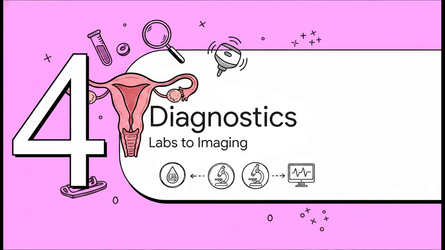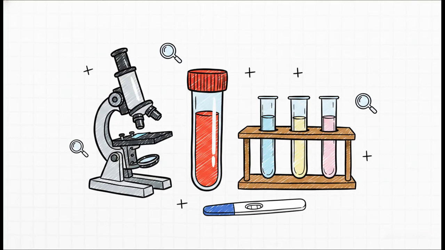Section 4. Diagnostics, labs to imaging, from blood work to ultrasound. Okay, so you've taken a fantastic history and you suspect a specific category. Now, how do we actually confirm it? Well, here is your targeted lab panel.